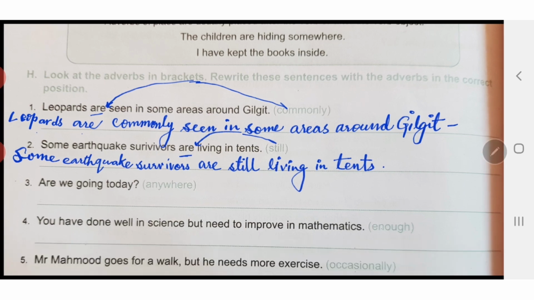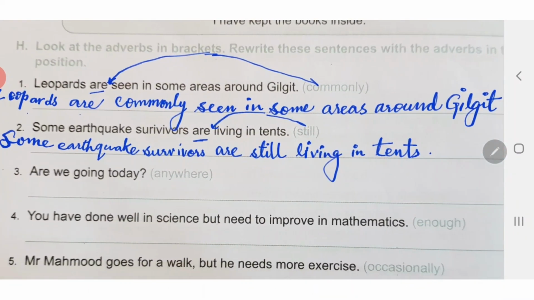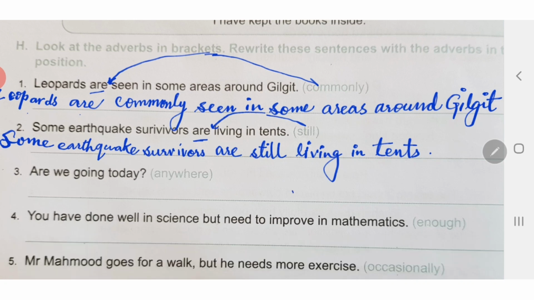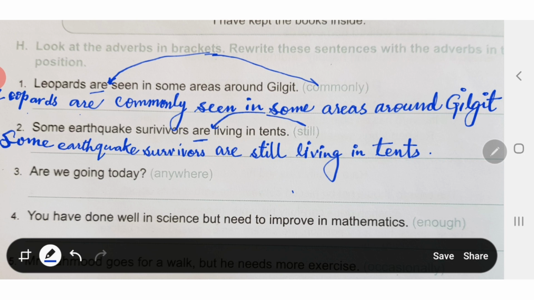Yes, it's very easy. Okay, number 3, let's do it. Are we going today? And the bracket says anywhere. What do you say? Yes, we are going. No, we are staying home and working and studying. Okay, now let's do it. The bracket says anywhere. Can you tell me what kind of adverb anywhere is? Yes, your guess is right. Adverb of place.